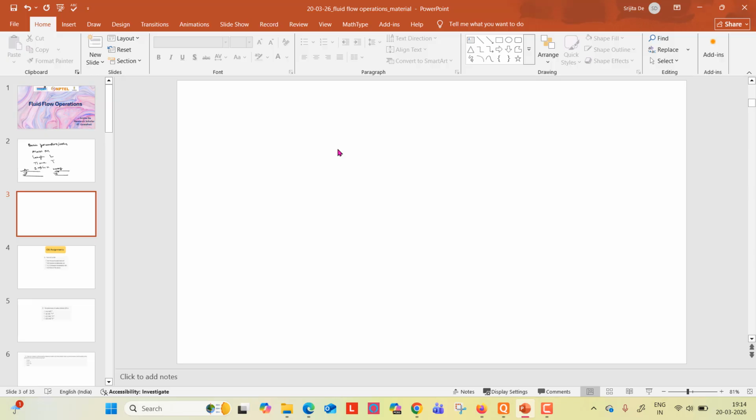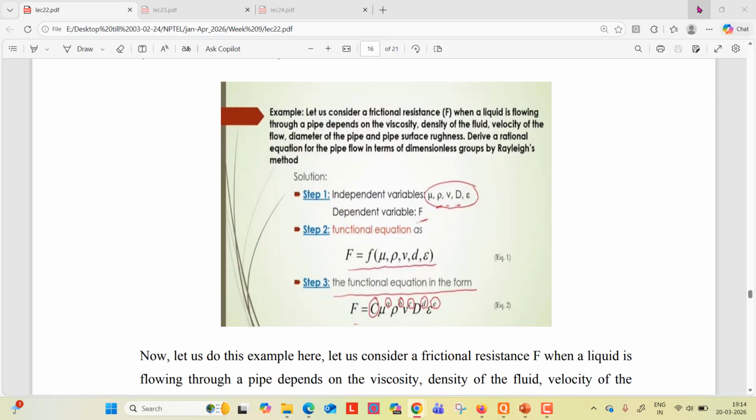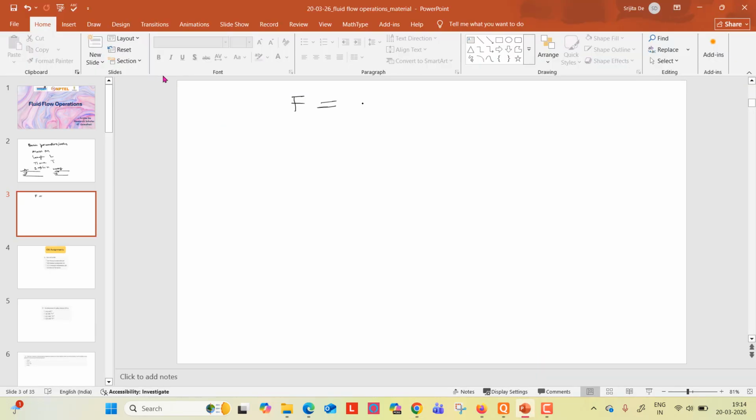So this force or frictional resistance, whatever it is, depends on certain parameters. So what are these parameters? The first one is the viscosity. If the viscosity of the fluid changes, the flow will change. It is also the density. If the density of the fluid changes, then it will not flow.